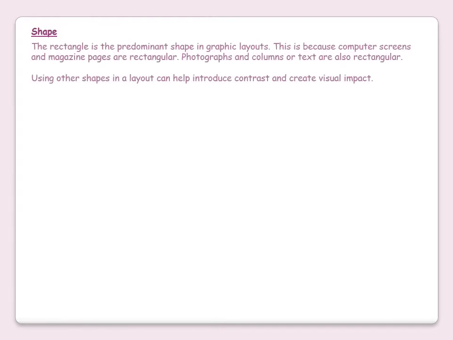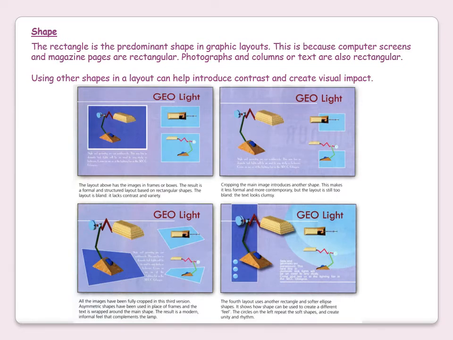Shape. The rectangle is the predominant shape in graphic layouts. This is because computer screens and magazine pages are rectangular. Photographs and columns of text are also rectangular. Using other shapes in the layout can help introduce contrast and create visual impact.